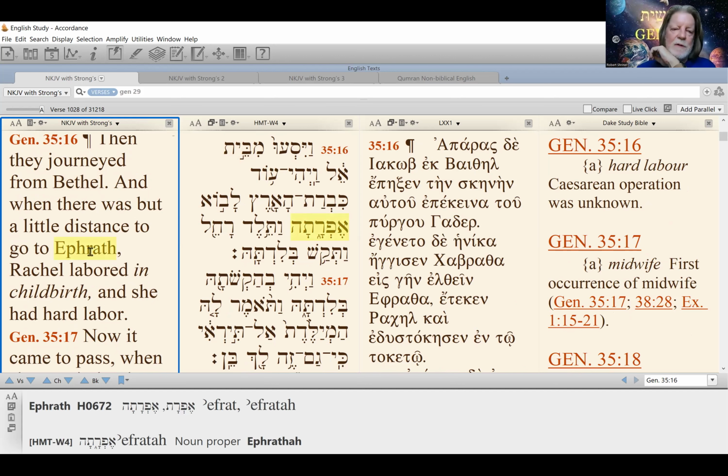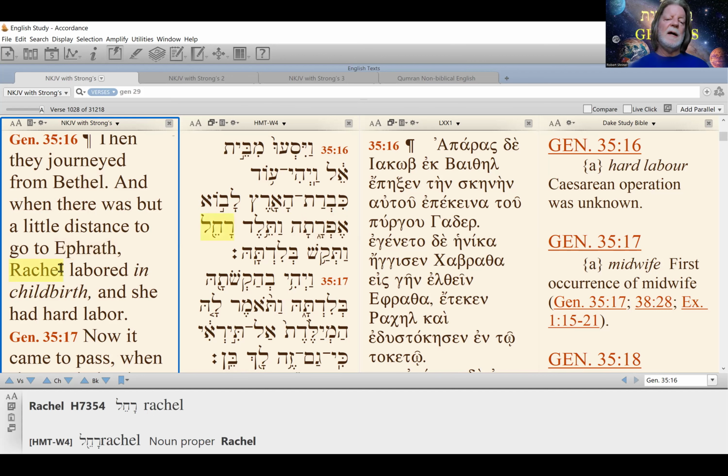Now, I have to take exception to the New King James Version calling this place Ephrat, because if you look over in the Hebrew version here, it is called Ephrata with a feminine ending, not Ephrat. And it's spelled in the Hebrew with the Hey, so I don't know why the Hey is left off, but it's Ephrata. And there Rachel labored in childbirth. The word childbirth is not in the text, but labor, teled, is a Hebrew word for giving birth. So obviously this is a reference to childbirth.